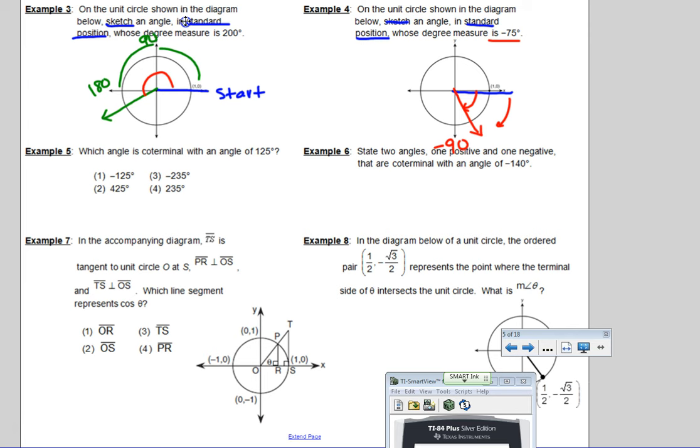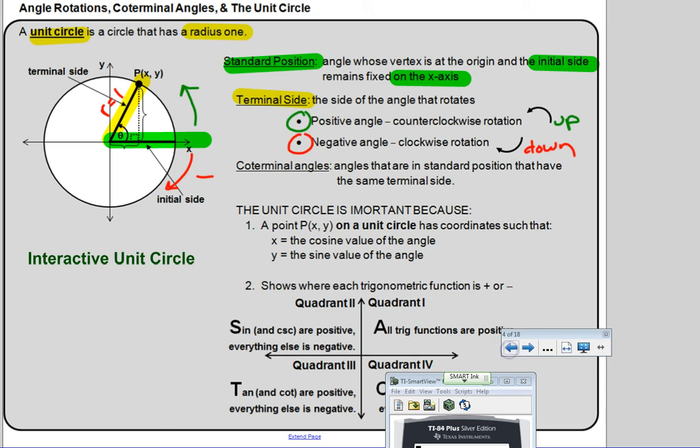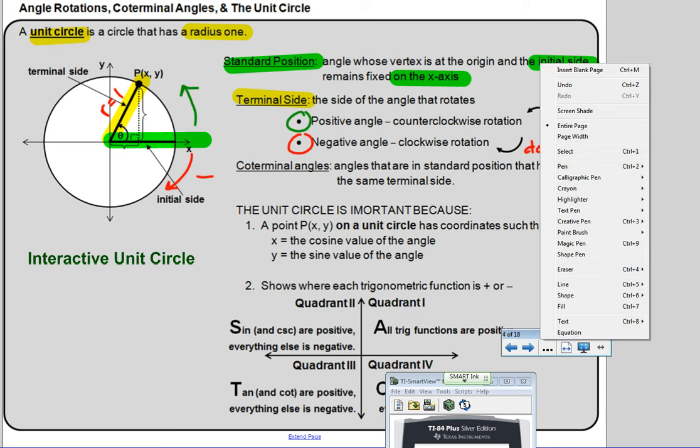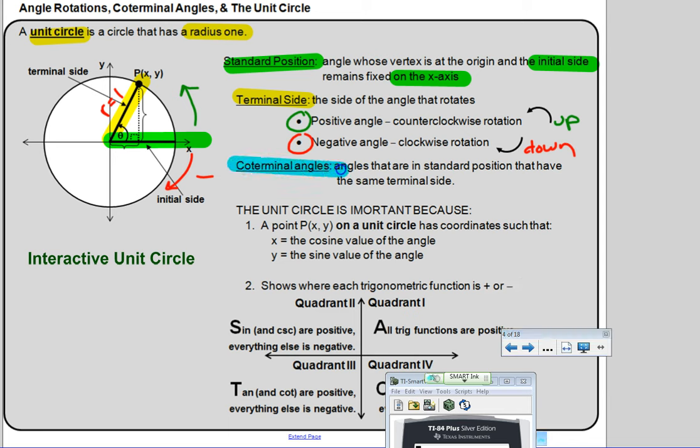Okay, going back to our notes. Now there's something called coterminal angles. Coterminal angles mean that they are the same angles because they both land or end at the same spot.